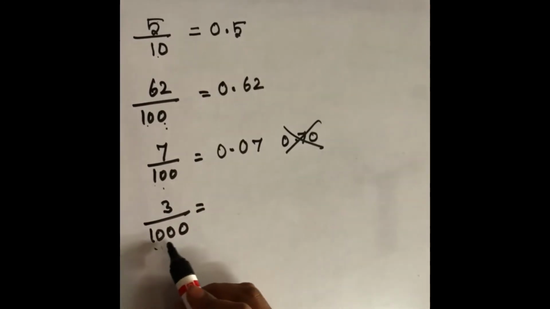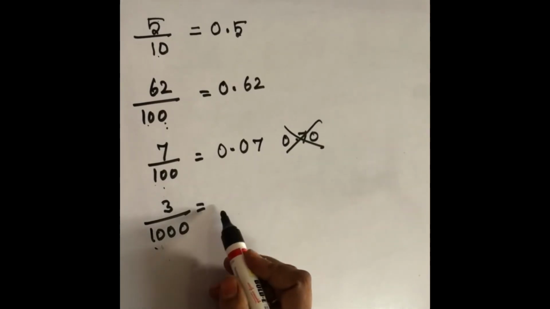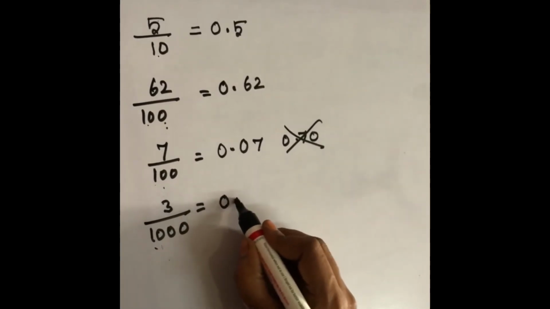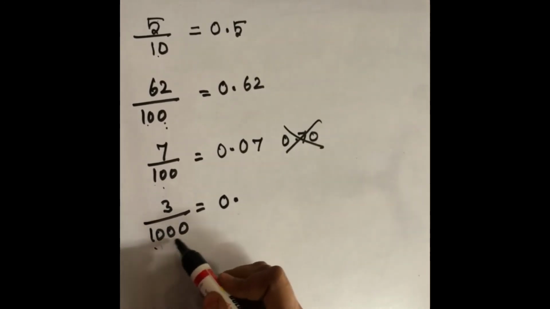Here 3 zeros are there in 1000. So, 3 decimal places should be there. So, 0. Only 3 is there, but 3 digits should be there in the decimal part.